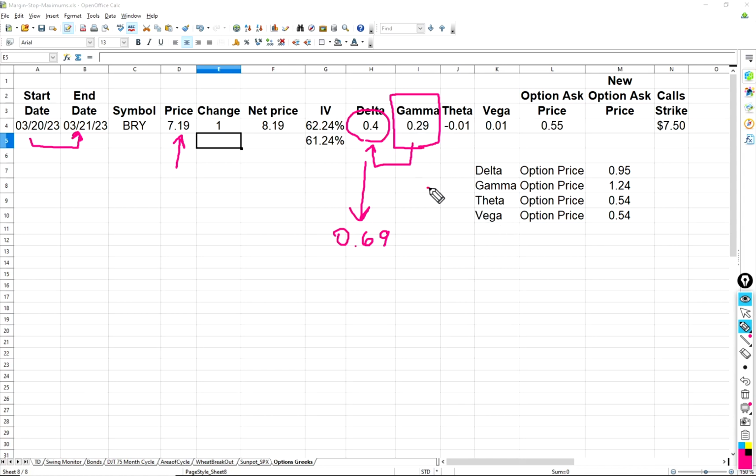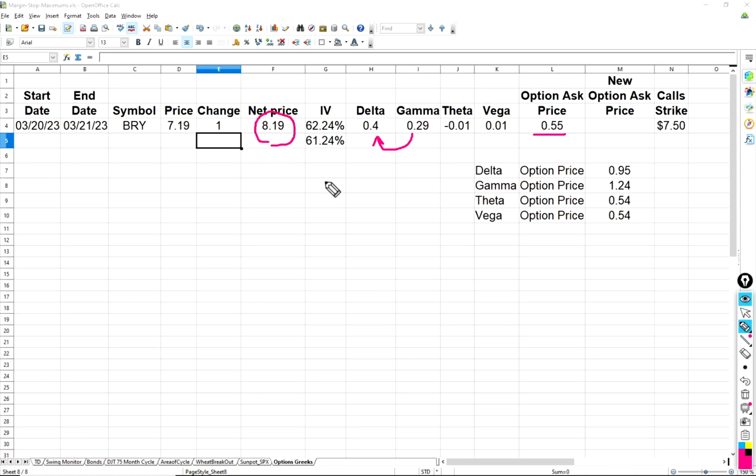Let's put it to the test and see if the spreadsheet is right. Did I get my math right over here for gamma? Let me clear the screen. Okay, well, we have a $1 change. It says that delta should go up to 69, right? And we should add the 69 to this price. In theory, that's what the price would be once it got to 8.19. So what we're talking about is, what would the option ask price be when this stock got up to 8.19, right? 7.19 plus a buck equals 8.19.